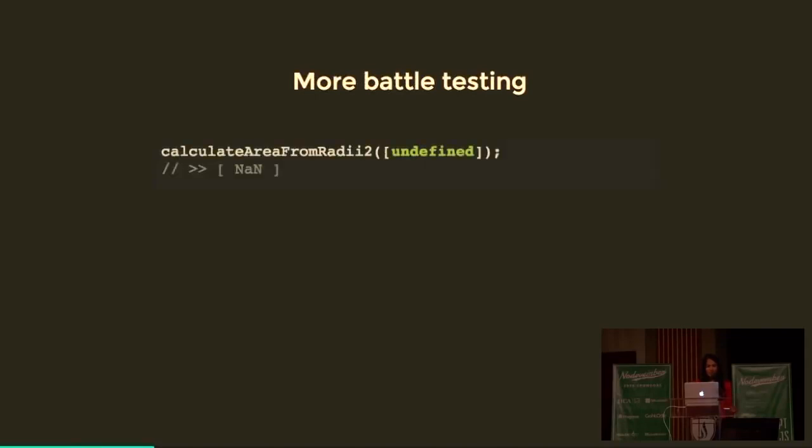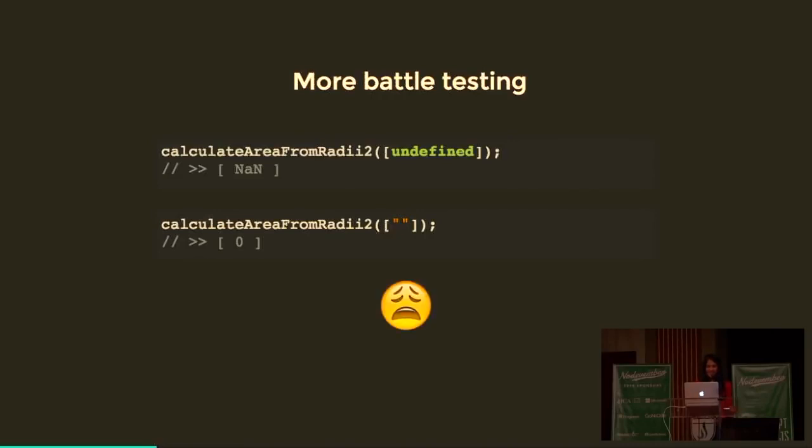Looking good. But I'm going to do some more battle testing because I thought of another edge case. What if we pass in undefined instead of a number into an array? Because in JavaScript, undefined squared is NaN, we get NaN and it silently fails and returns you that array. Similarly, if you pass in a string, you get zero, because string squared apparently is zero, which is awesome, right?